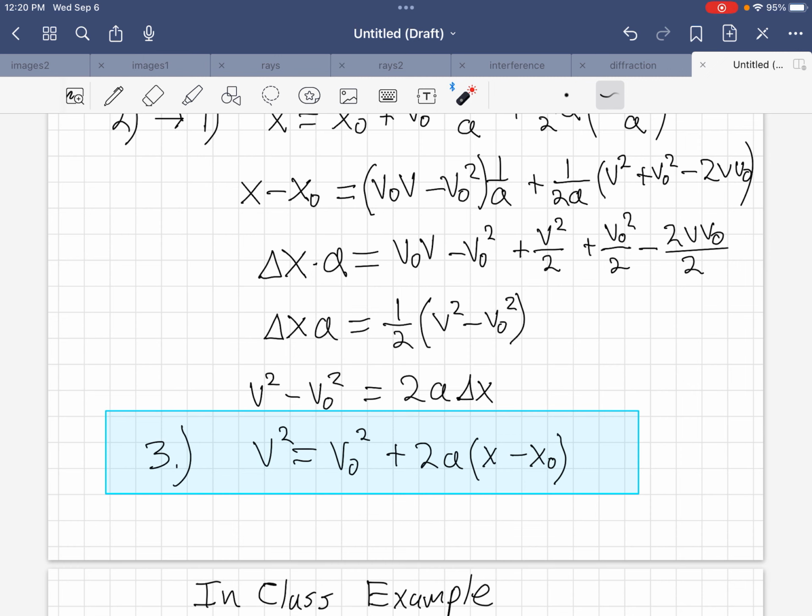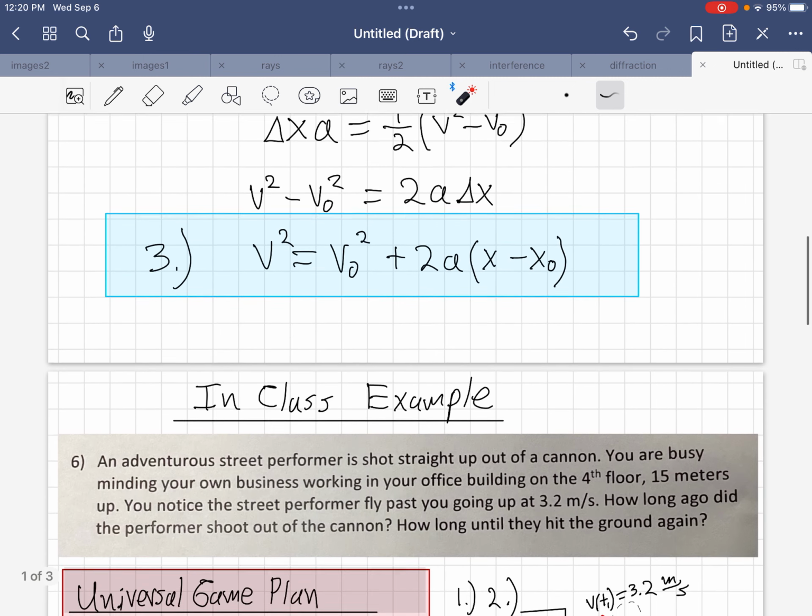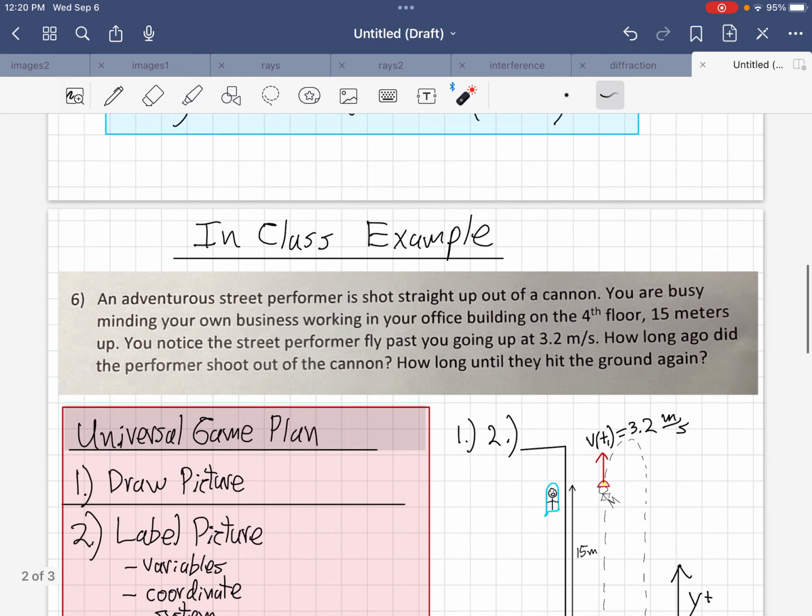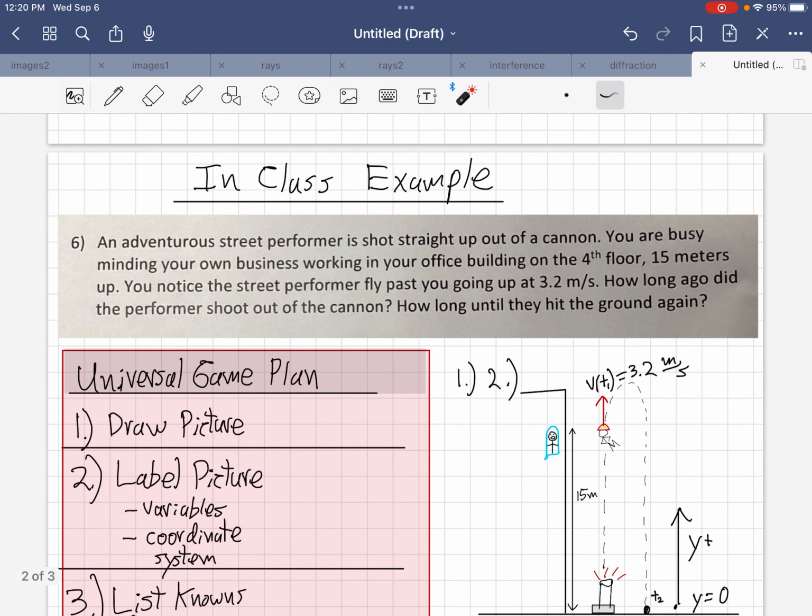All right, so let's jump back to the in-class example now, where we have our adventurous street performer shot up through a cannon, and we're up on top of the office building on the 4th floor, 15 meters up, and we see the street performer fly past the window going 3.2 meters per second. The question asks 2 things: how long ago did the performer shoot out of the cannon, and how long until they hit the ground again.